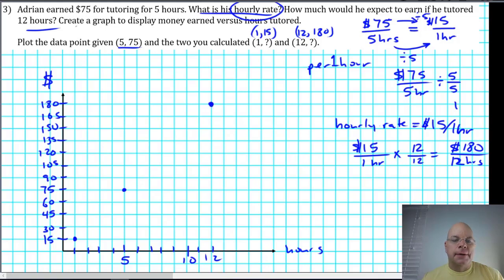$180 is up here. There's one other data point that I think would be important to plot here, and we'll discuss this more as the unit progresses, but how much money would Adrian earn tutoring for 0 hours? If he tutored 0 hours, how much money would he earn? Clearly 0. So the origin is also a data point, and that's going to be extremely important. We'll talk about the significance of that more as the unit progresses. But this is a linear graph. All proportional relationships will be graphed as straight lines, and they'll pass through the origin. So I want you to get a little preview of that with this one problem.